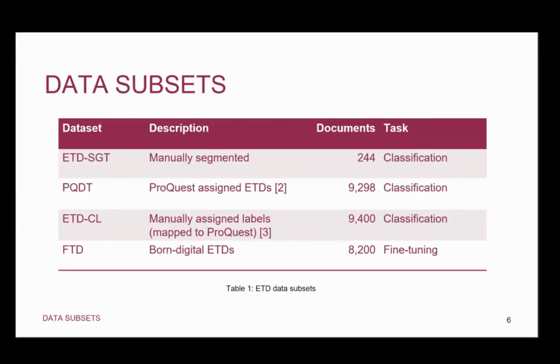I don't want to go too much into detail, but just a high level. For the segmentation, we have a manually segmented ETD set, which is used for our classification experiments. For classification, we use the PQDT and ETDCL datasets. Both of those datasets are subsets of ETDs that have been mapped to the ProQuest academic classification system. And finally, when I talk about fine-tuning language models, we have a collection of 8,000 ETDs that has been used to fine-tune language models.